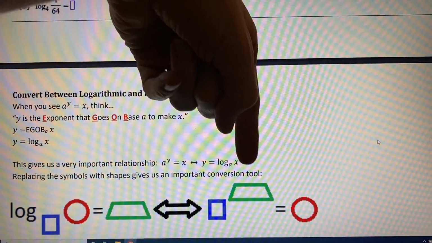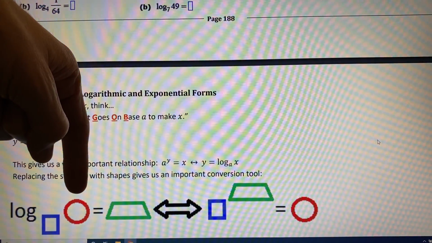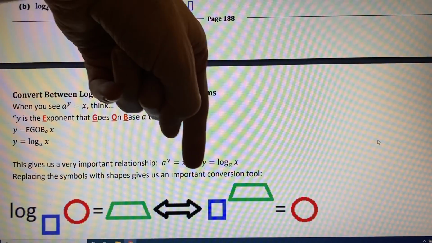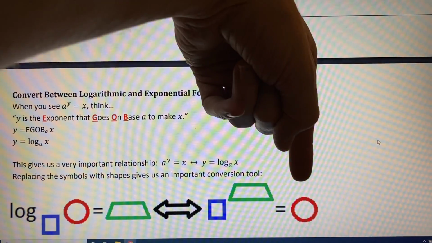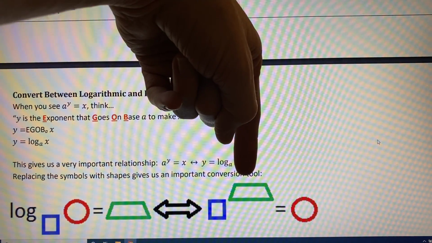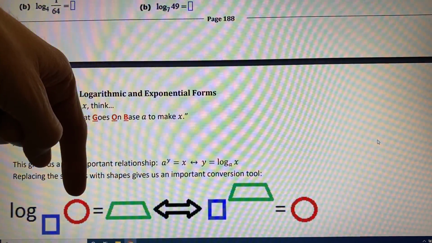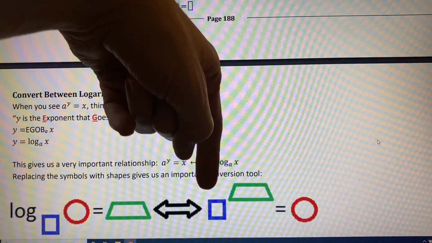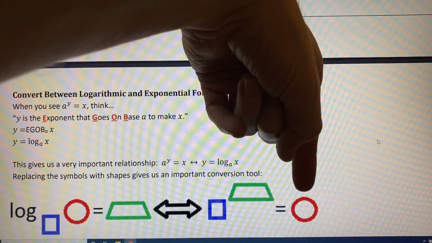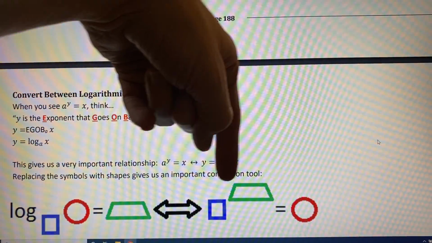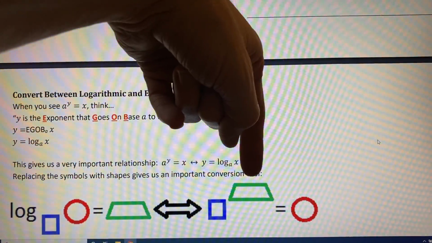Base. Exponent. Argument. Base. Exponent. Argument. Exponent. Base. Exponent. Argument. Base. Base. Exponent. Exponent. Argument. Argument. Base. Exponent. Exponent. Base. Argument. Exponent. Base. Exponent. Argument.